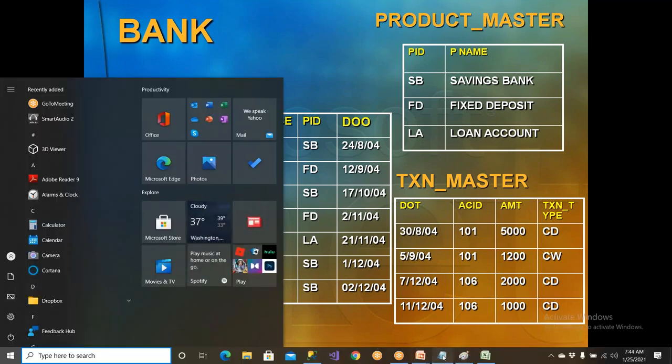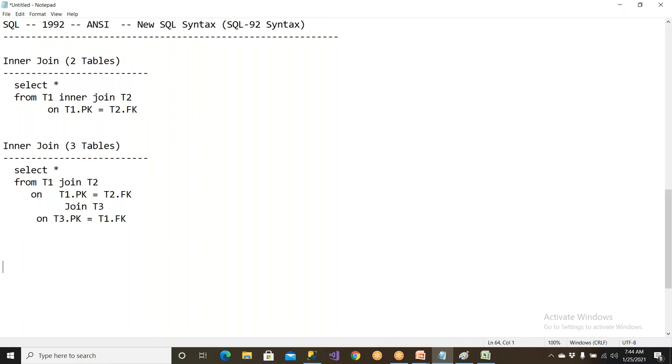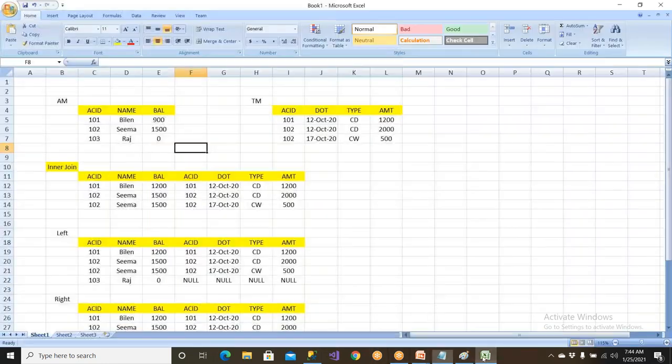Now, what is the syntax for the outer join? Sir, 1 minute, sir. Sir, please, in this case, we are selecting only two tables in the select statement. We are ignoring the star, which means all tables. Star means all columns, right?